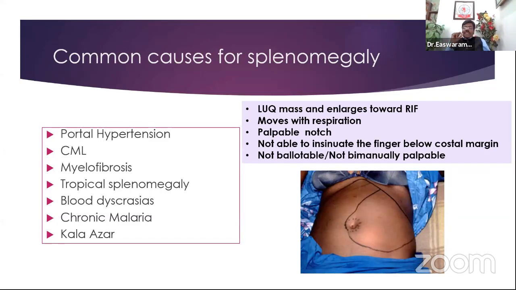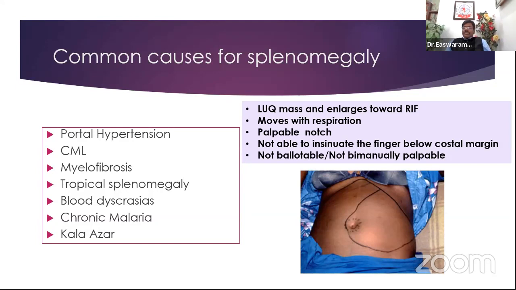For example, to say this, here is a patient, because it is not easily seen by inspection. On palpation, I felt a large, non-tender, firm mass in the left hypochondrium extending to the umbilical region, going towards the right iliac fossa. I can very easily feel the notch, and I couldn't insinuate my finger between the costal margin and the lump. It is not bimanually palpable. So I think by all probability, it is a spleen, sir.